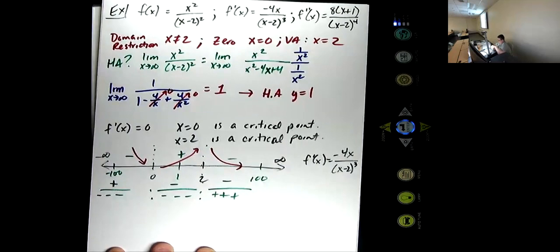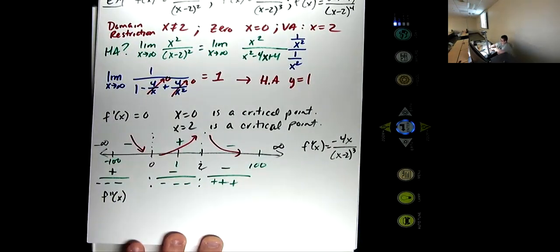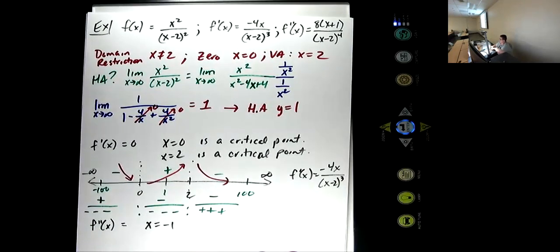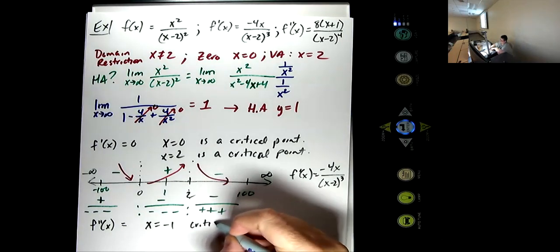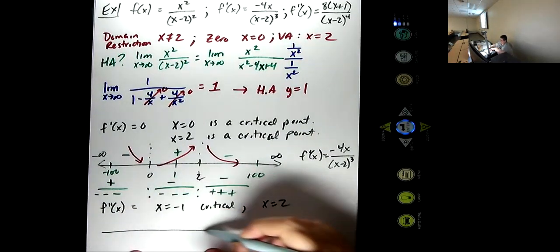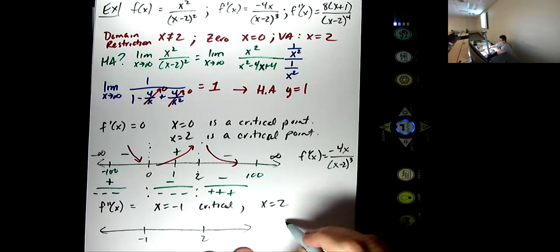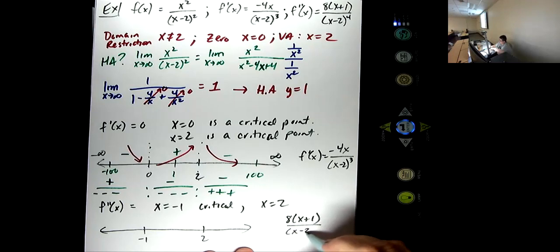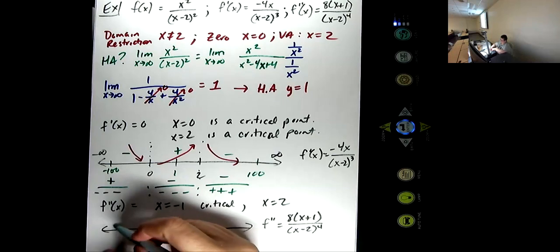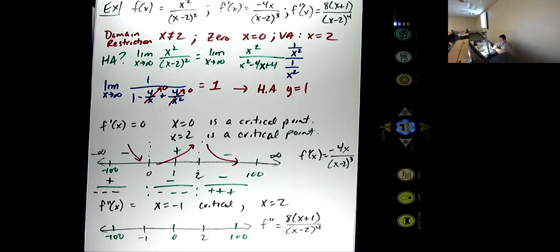The best way to check it is concavity. We're going to do that one next. So we're going to look at the second derivative. And here we have a zero at x equals negative one on the top. So that's a critical point. And again, x equals two. So we'll do the sign chart here. And again, we're looking at 8 times x plus 1 over x minus 2 to the fourth. We'll check negative 100, 0 this time makes it really easy, and 100. I guess I could have done 0 last time, since 0 was one of the critical points.